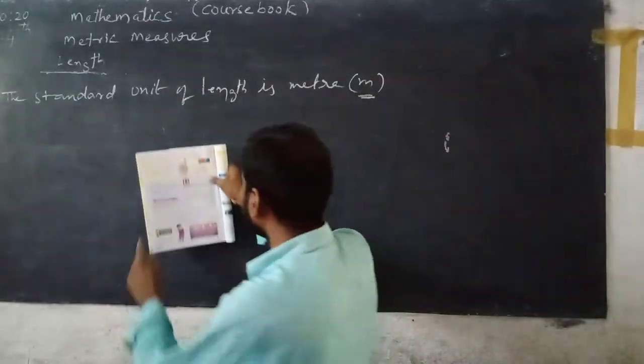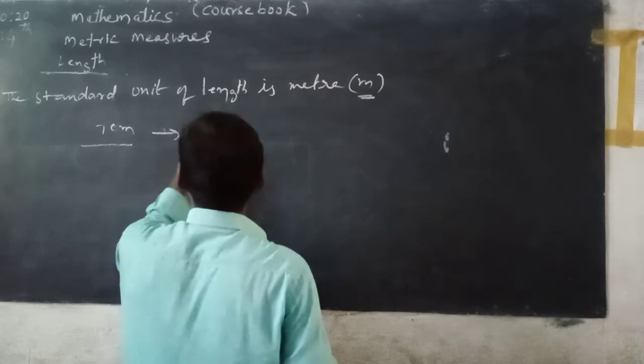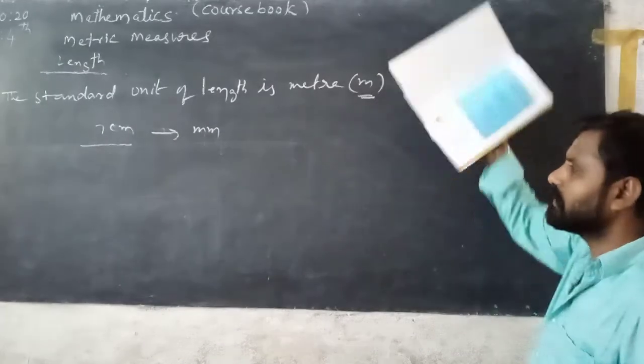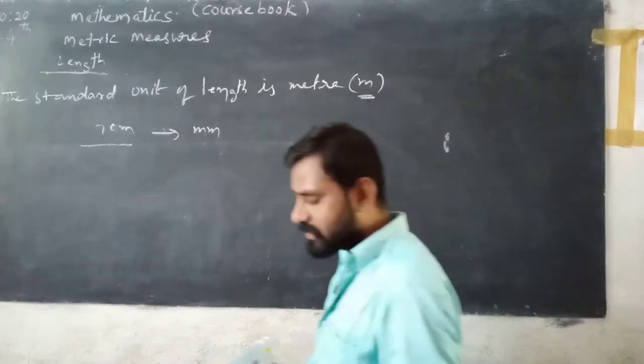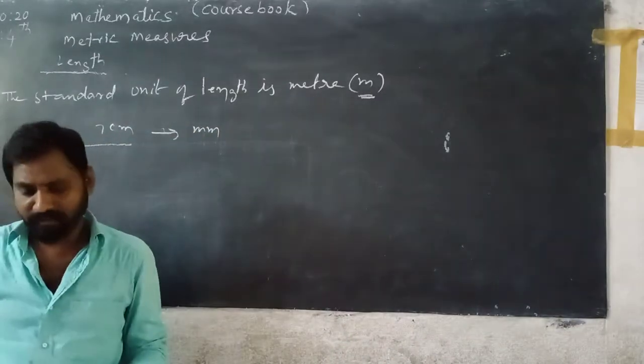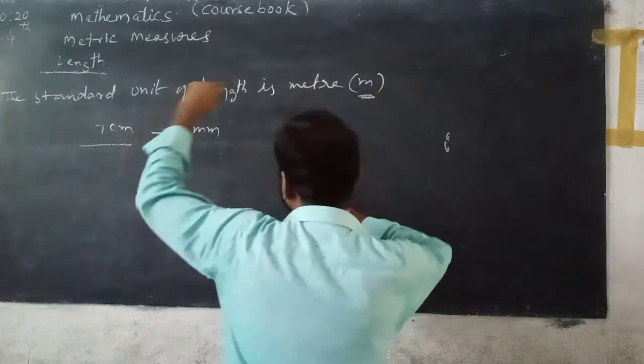See here, this is a pencil, 7 centimeters. Centimeter is converted into millimeter. I already explained about this. Centimeter is larger than millimeter. The larger unit, the bigger unit, is converted into the smaller unit.